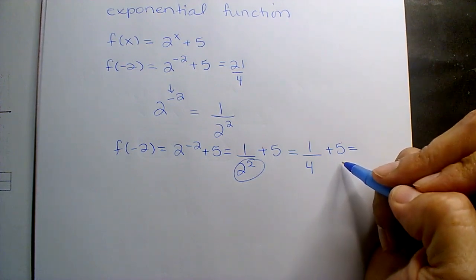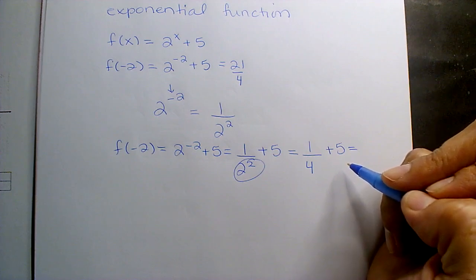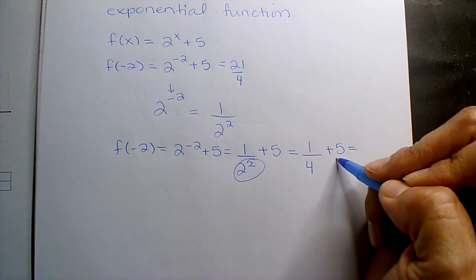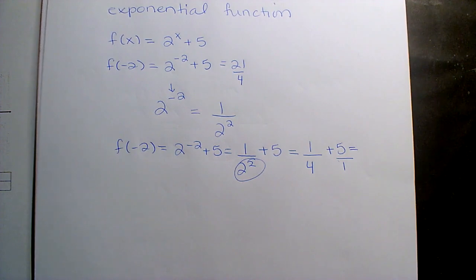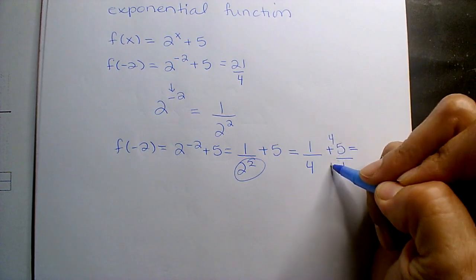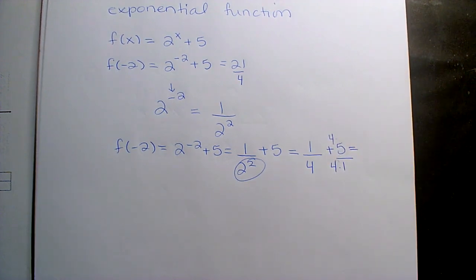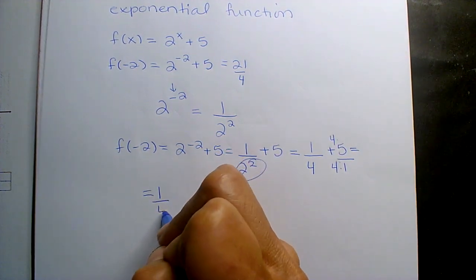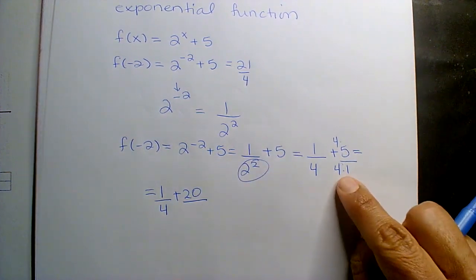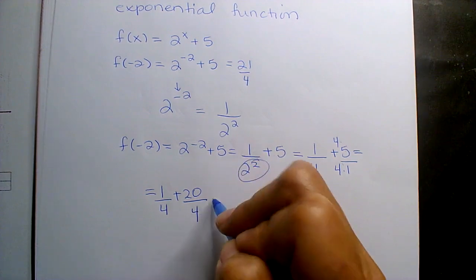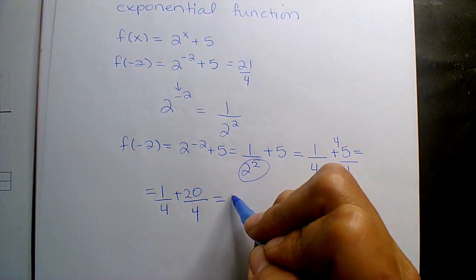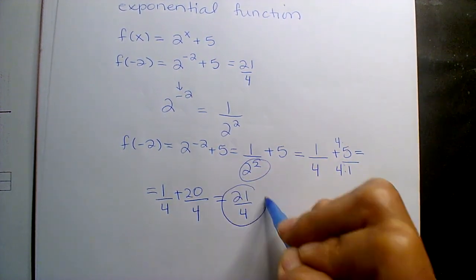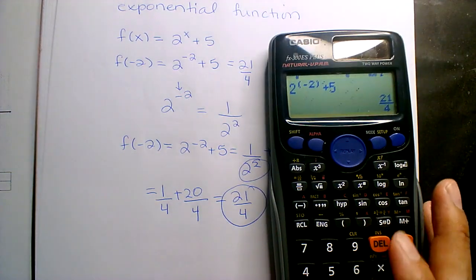Okay, so I want same denominators. Right now it's a 1 over 4 plus 5. If I want to make the 5 have a denominator of 4, what do I do? I introduce a 4, and I multiply top and bottom. And so what's 4 times 5? 20. And then what's 4 times 1? 4. And so what's 1 plus 20? I was about to say 21. I was going to give you the answer. And so that's why the calculator is giving you 21/4.